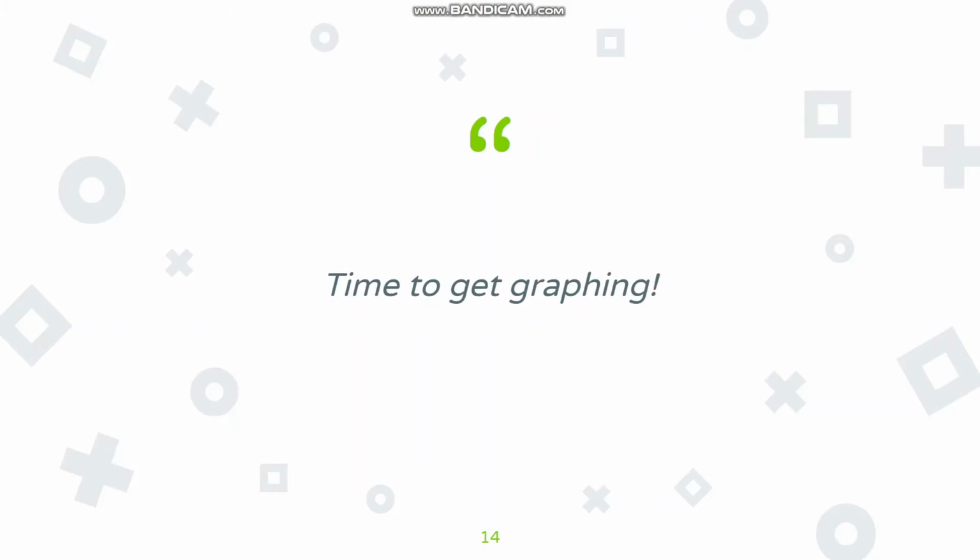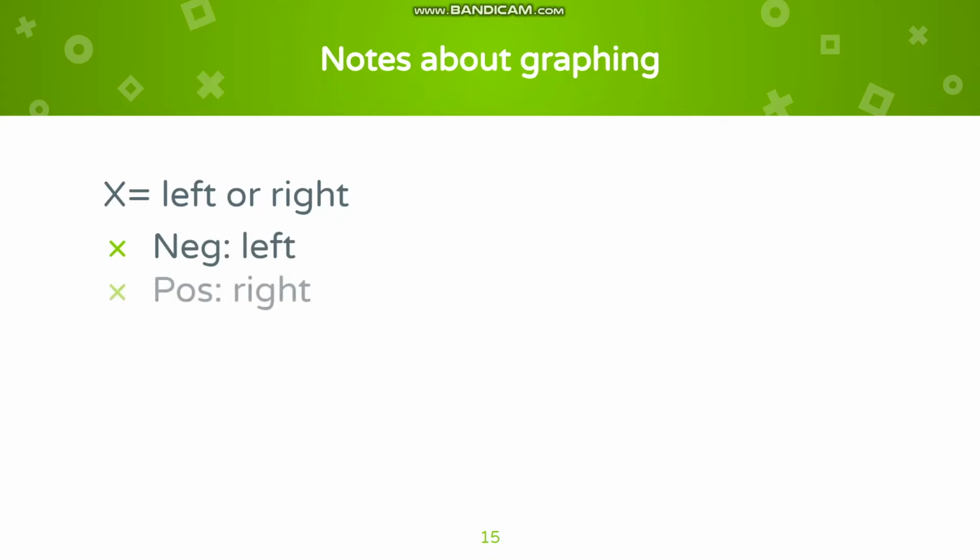Time to get graphing. Let's use those charts and make a graph out of them. Some notes about graphing before we begin. x is always indicating left or right. If you look at x, you can see how it kind of looks like it's walking, so it can go left or right. Left means you're going negative. Right means you're going positive. What about y? You can think about y like it's jumping, so you can either go up or down.